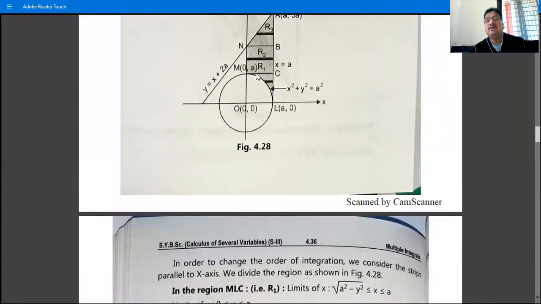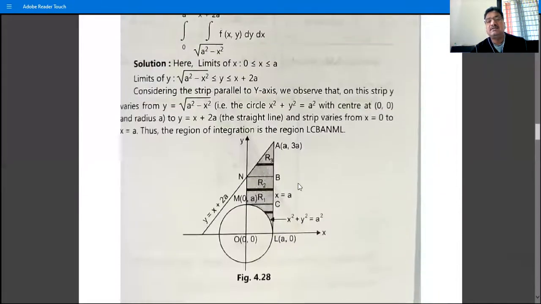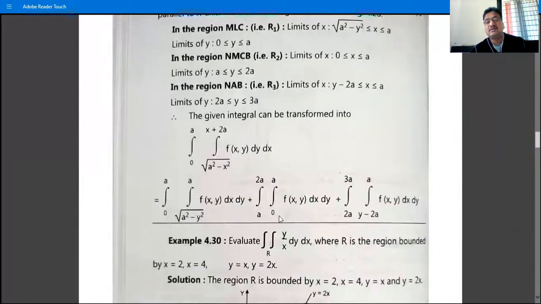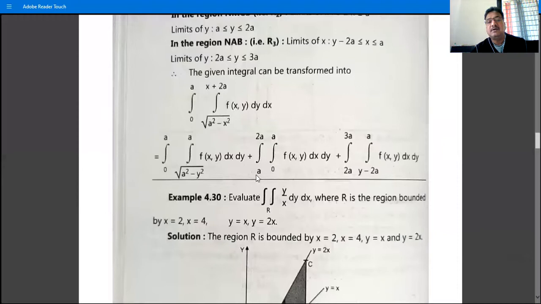Similarly, in the region R2, draw the strip parallel to x-axis, and one end of the strip touches the line x is equal to 0. So x is equal to 0 is the lower limit, and the other end touches the line x is equal to a. So x is equal to a is the upper limit. In order to cover this region R2, we have to move this strip from this point to this point, that is from point M to point N. At point M, y is a, and at point N, y is 2a. So y runs from 0 to 2a.